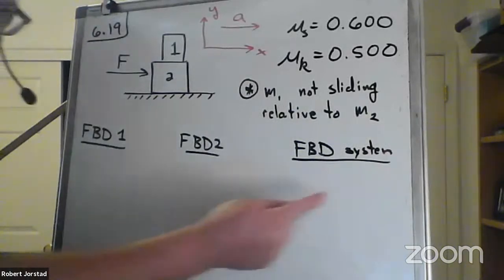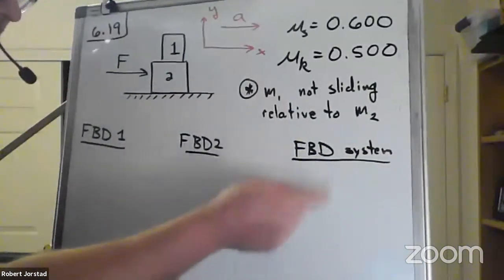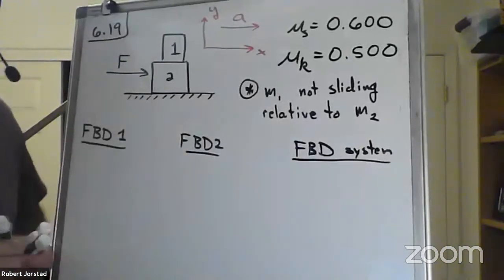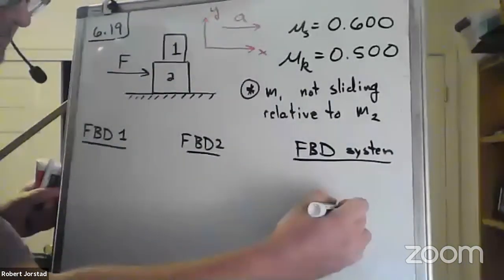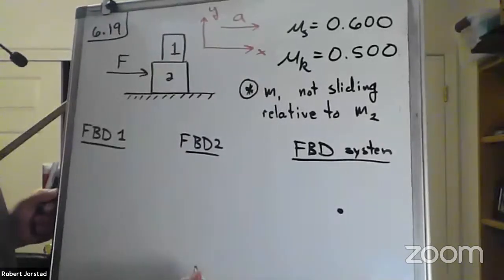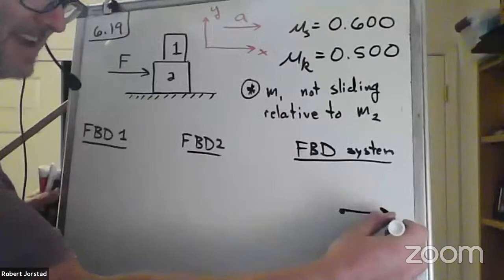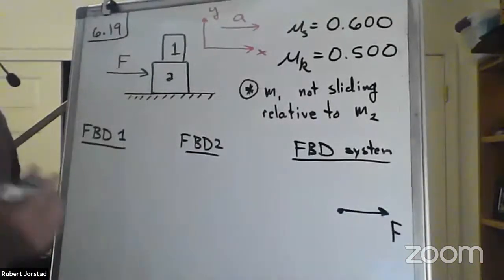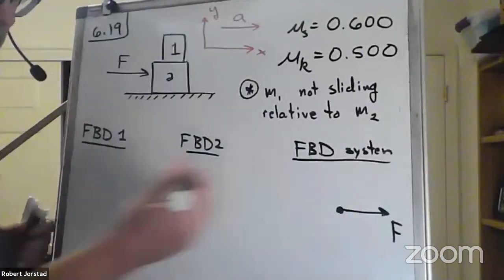Why don't we start with the system FBD? Give me one force acting on the system FBD. F. Got it. Okay. Nice job. Somebody else, give me another one. Friction to the left. Okay.